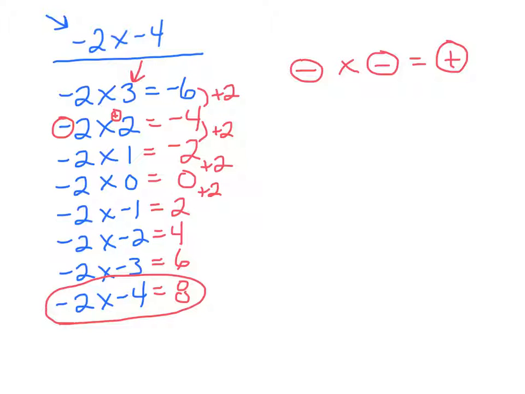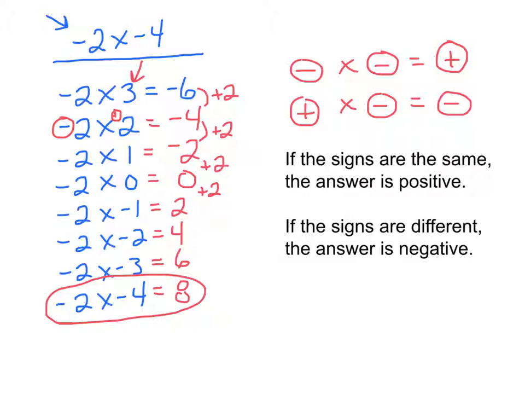So we really have those two different rules. A negative times a negative is equal to a positive, but if you have a positive times a negative, that's equal to a negative. And that works all the time for multiplication. A nice way to say both of these rules then is, if the signs are the same, the answer is always positive. If the signs are different, the answer is always negative.